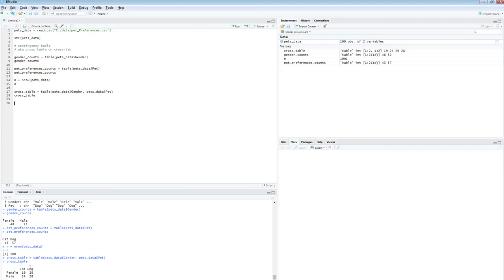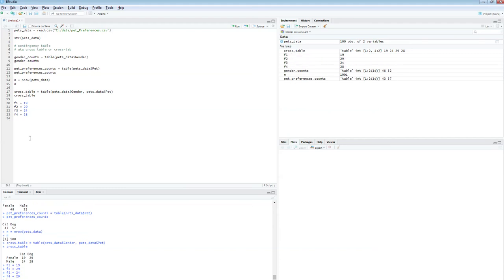So females who like cats, I'm going to write it down. My F1 frequency is 19. I'm going to be very explicit. The second frequency, F2, females who like dogs, is 29. That's the actual. F3, frequency number 3, that's males. Males who like cats, 24, and my actual frequency F4 is all males who like dogs, 28. And if I add them together, I should get 100.